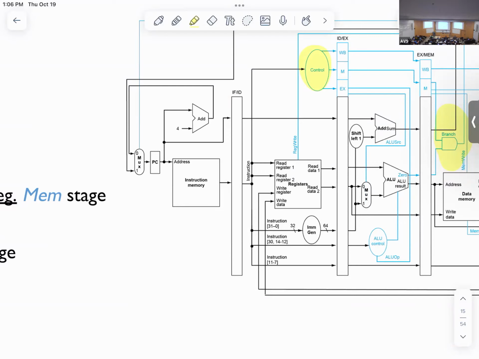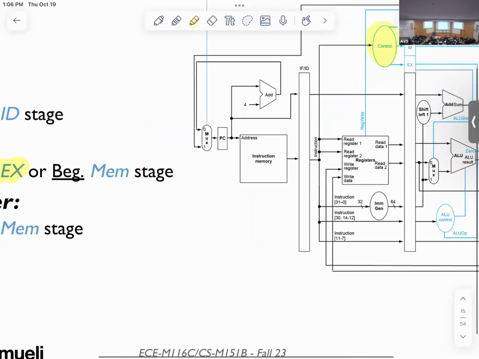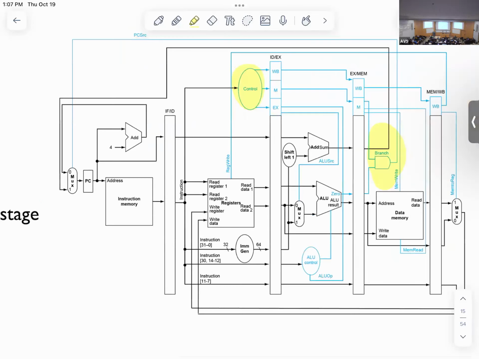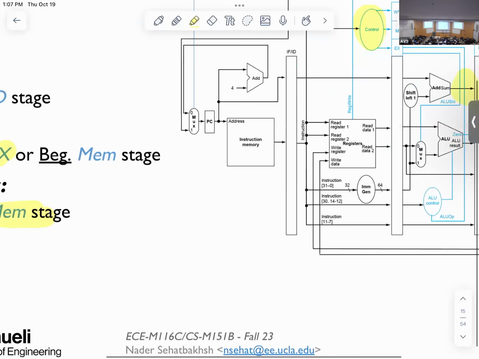We make the decision of whether at the end of the memory stage, aren't we wasting a clock cycle? So the question is, it seems that I'm wasting time by doing this. If I had this decision earlier, then I could start things at the beginning of the memory stage. This is good thinking, and this is what we're going to do. In fact, we're going to move things very, very early on.